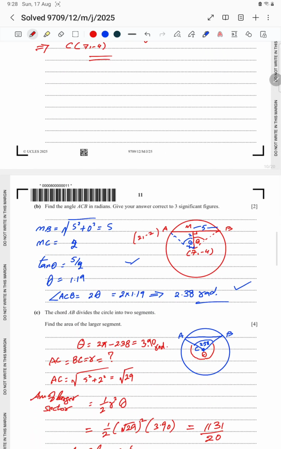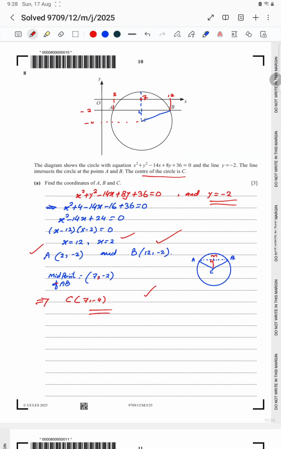B part says find the angle ACB in radian. Give your answer in 3 significant figures. So very much clear. Already we have calculated the coordinates of the midpoint, and the midpoint is how much away from B or A, that is 5. I can apply the length formula, or even from this figure, the original figure.